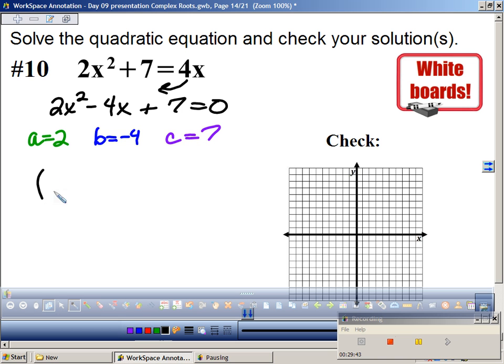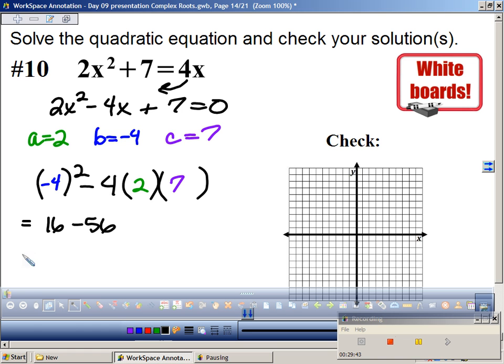My discriminant is b squared minus 4ac. Again, putting my negative 4 in there. My a is 2. And my c is 7. I get 16. 4 times 2 is 8. 8 times 7 is negative 56, which is negative 40. So how many roots do I have? 2 complex roots.